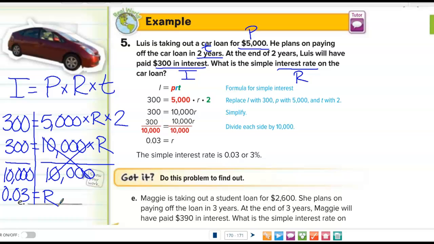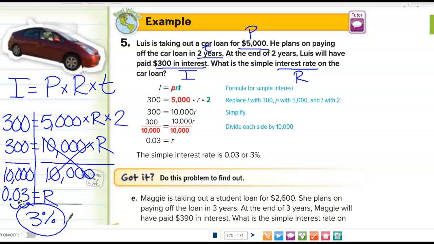And how do I do that? Okay, so I'm going to change it into a percent. So I'm going to move my decimal back 1, 2, and I get 3%. Does that answer my question? Yep. What is the simple interest rate on the car loan? 3%. So I'm done.